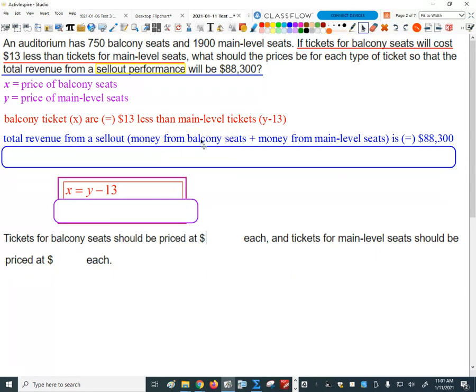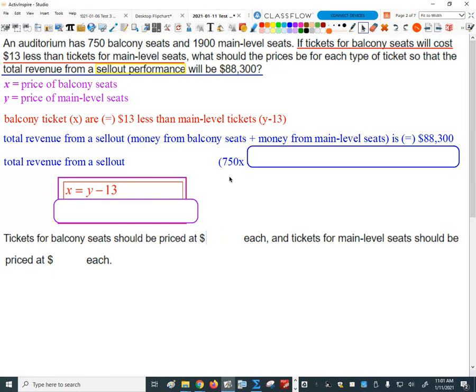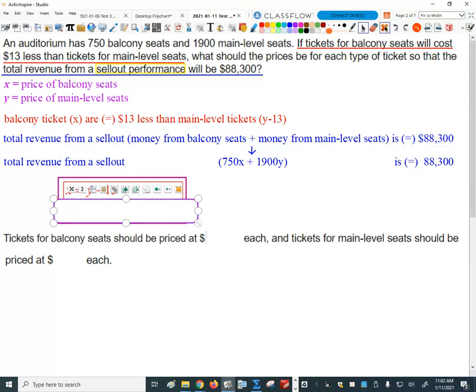What would the money from all of the balcony seats be if each balcony seat costs X dollars and we're selling 750 of them? Emily? 750 X, right? Does that make sense? 750 seats times X dollars for each seat. Okay, good. So what do you think then, Jordan? Can you finish that for us? The money from the balcony seats is 750X. What's going to be the money from the main level seats if there are 1,900 of those and each one costs Y dollars? 750X plus 1,900Y equals 88,300. There you go. Very good. Outstanding. So there's our second equation, right?